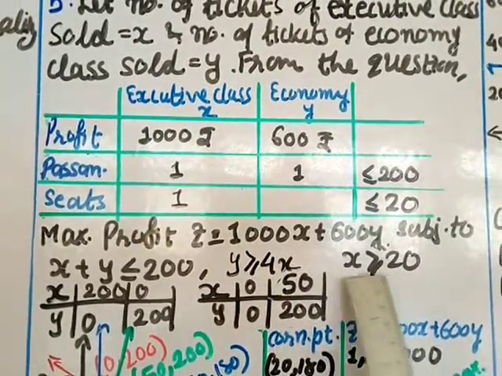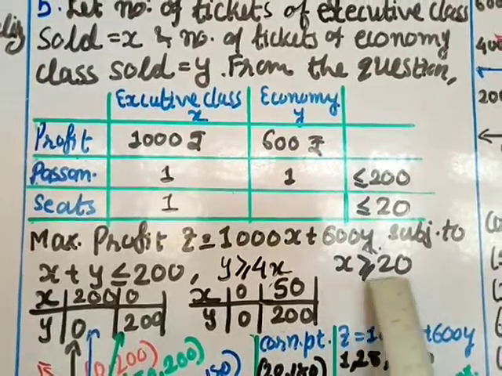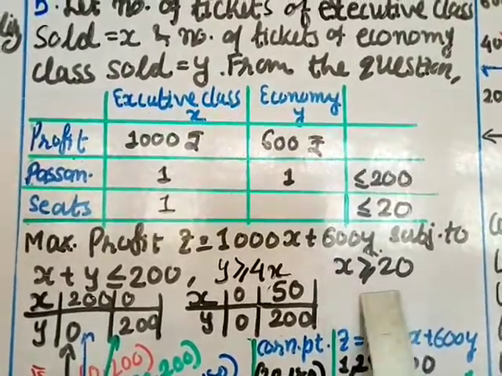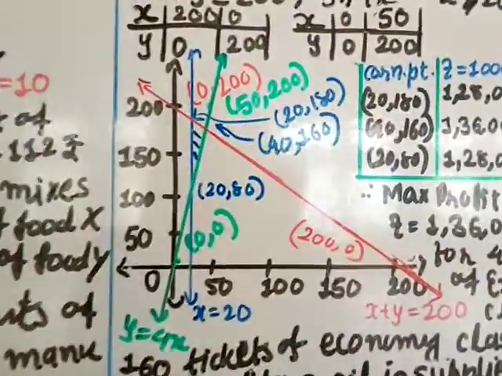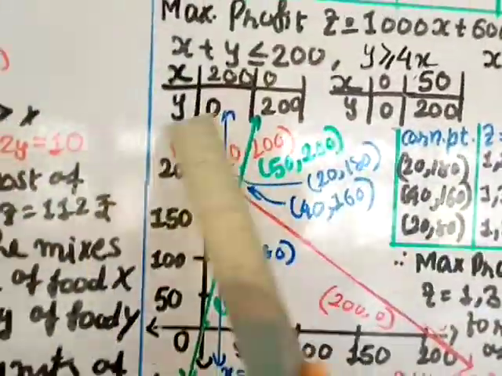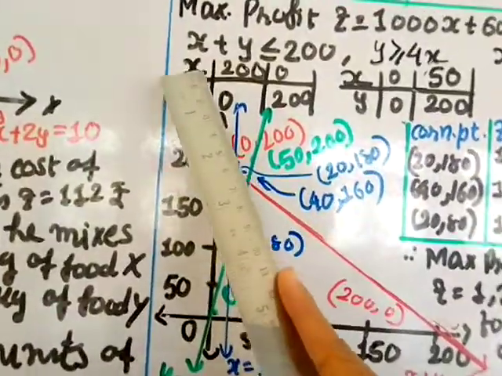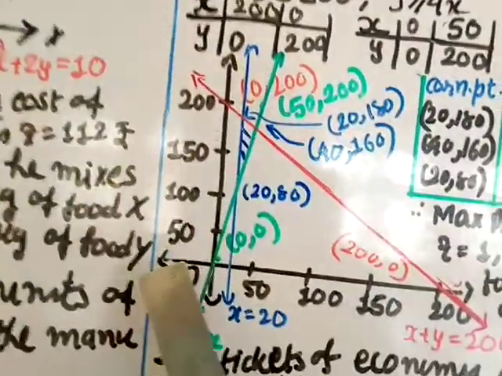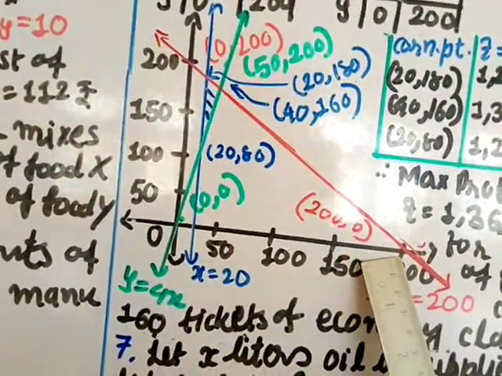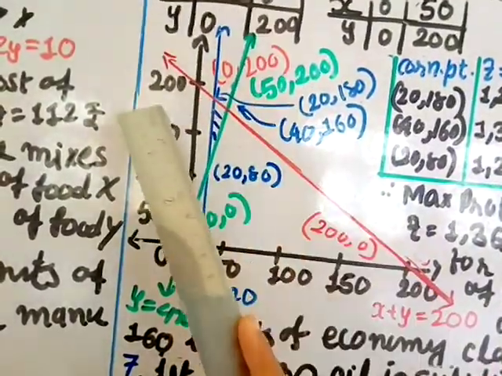And this one, x greater than or equal to 20, will be the x equal to 20 line, so we are not going to find points for this. So let us draw the graph. You know how to draw the graph. I have taken the scale measure here as 50-50. When x is equal to 200, y is 0, so somewhere here, 200 and 0. Then when x is equal to 0, y is 200, so this one.